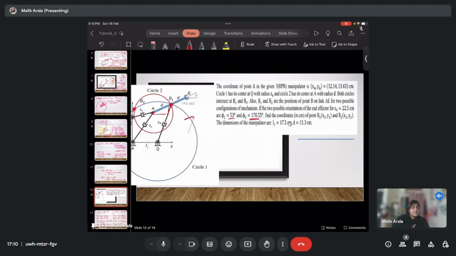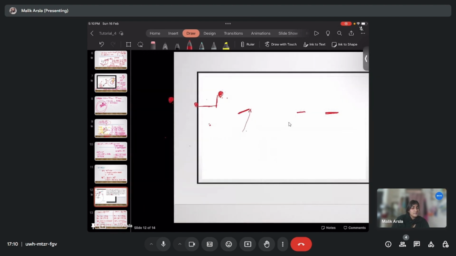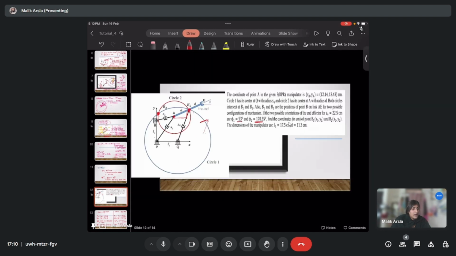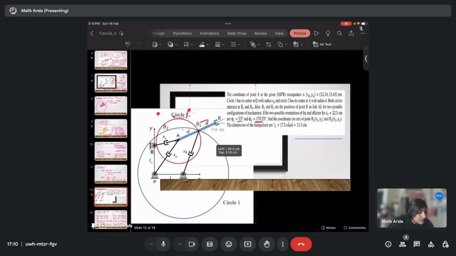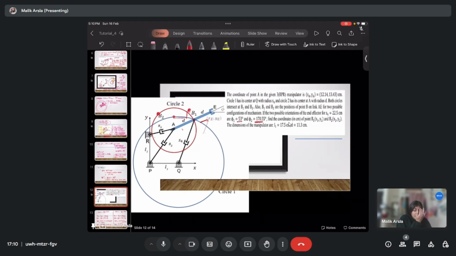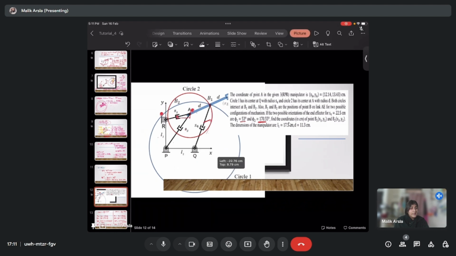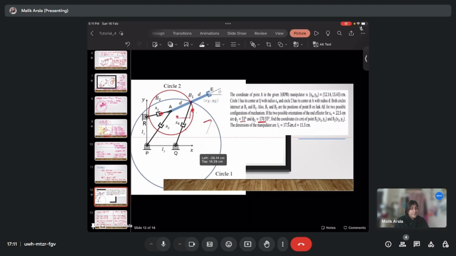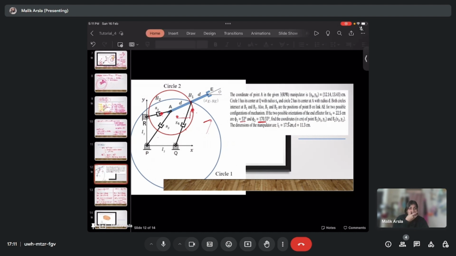Okay, it's simple. Again you have to write the coordinates of this point B in terms of A, and the coordinates of A are given in the question only. So that is pretty straightforward. Okay, anybody has any doubt in this? Otherwise we can do the next. No, ma'am. No doubt. Okay.